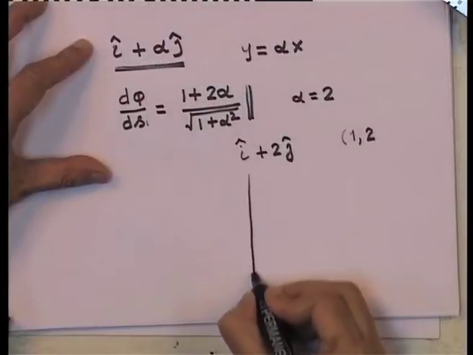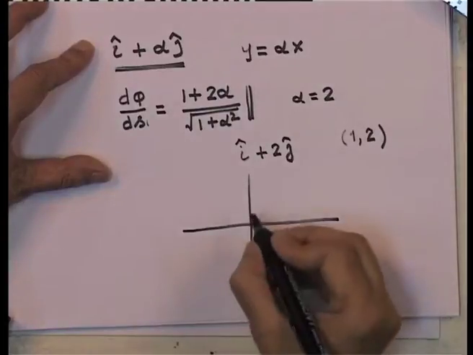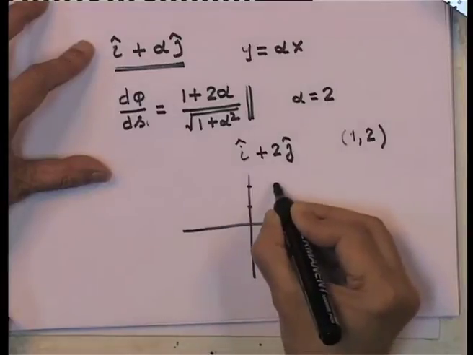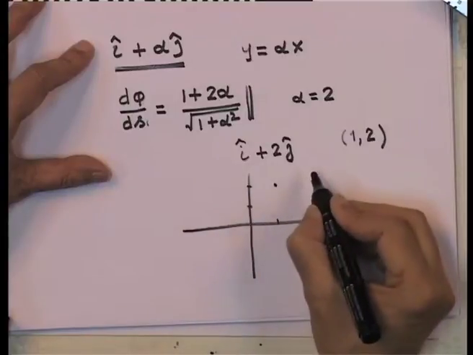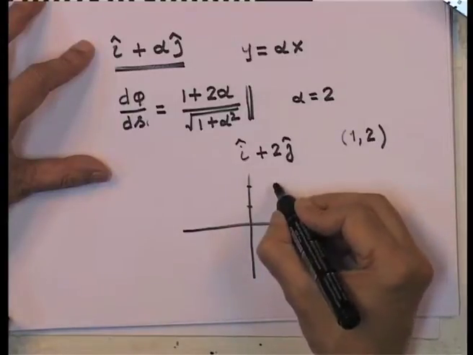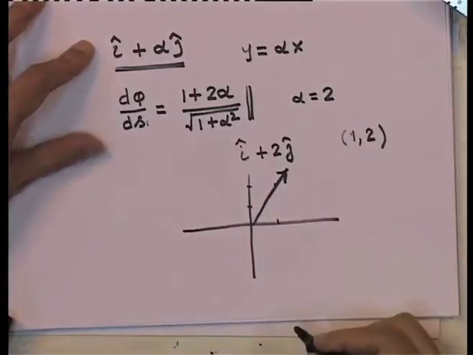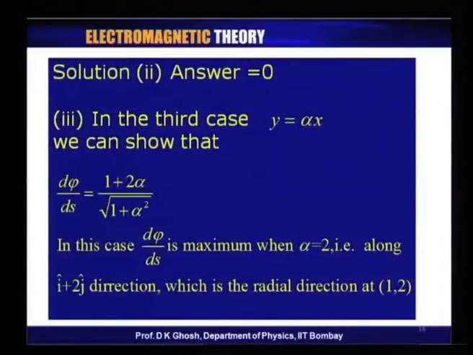Now, if you look at the graph, the point (1, 2) is this point. At this point, the direction i plus 2j is a radial direction. So, therefore, the directional derivative for this function takes the maximum value along the radial direction.